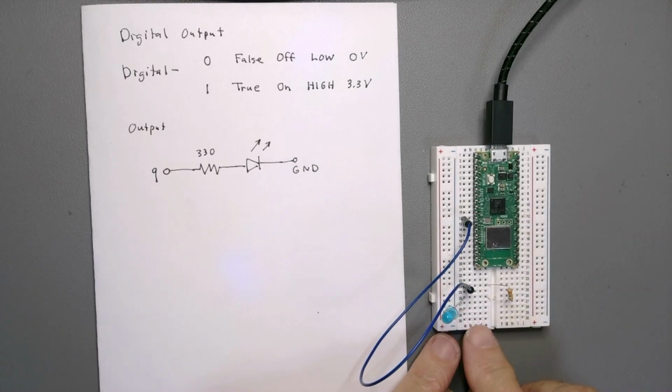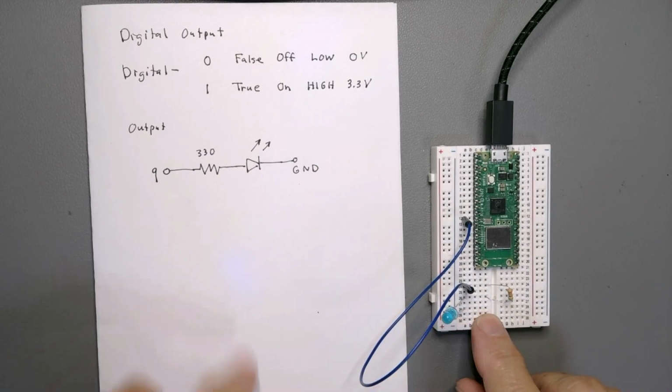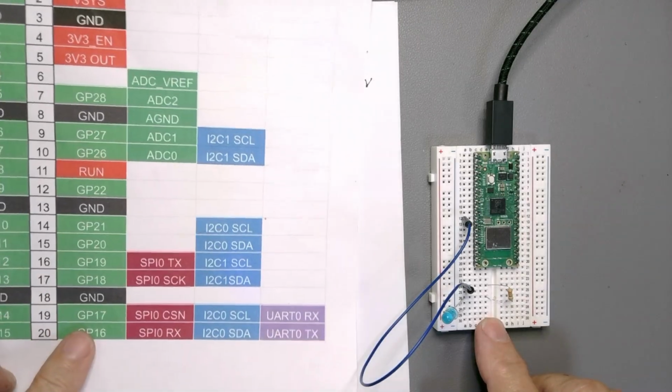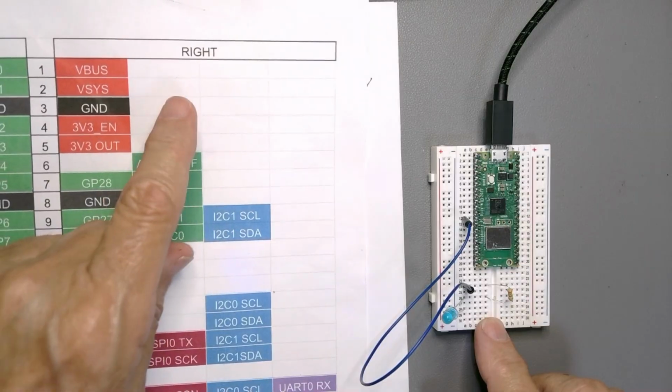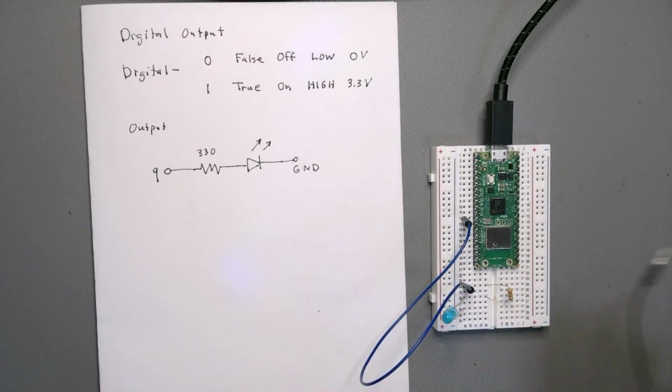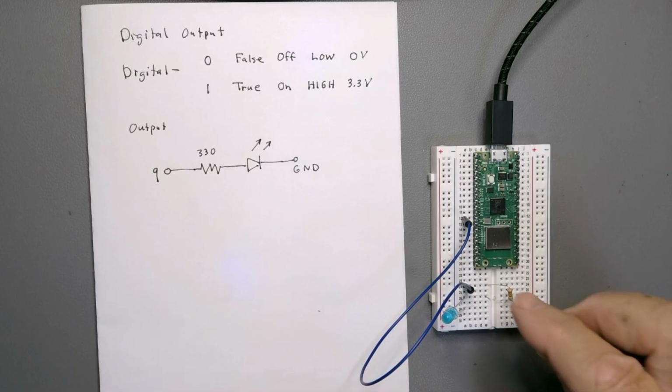And then finally, I need to complete my circuit and go back to ground. Where is ground? Well, here's one right here, 18 on the right-hand side. So I'm going to go ahead and use a black jumper representing ground.